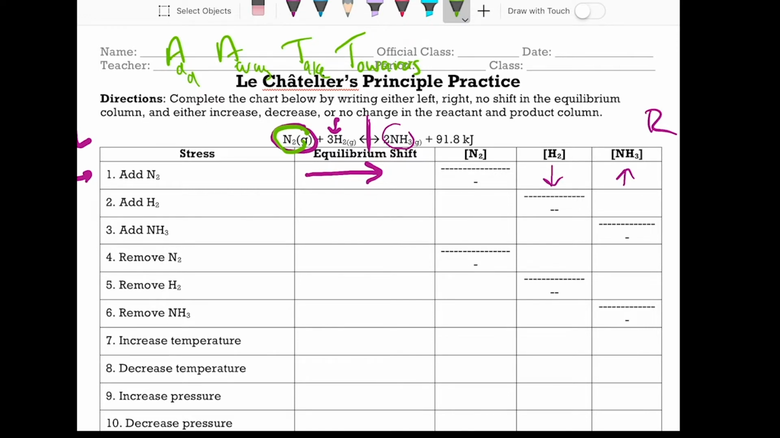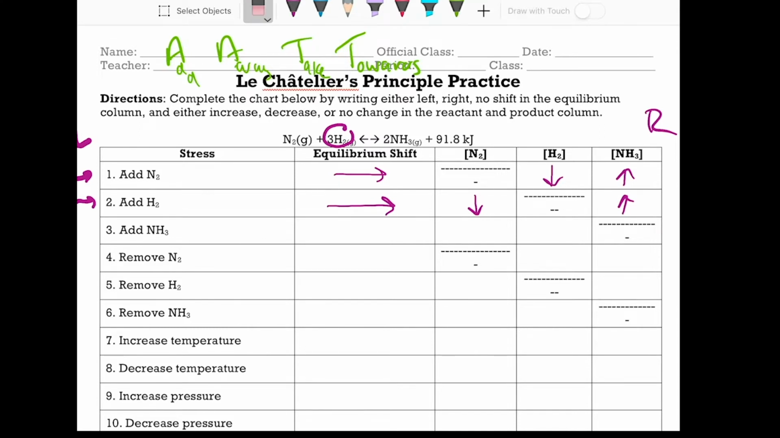Okay. If we are going to add H2, so number 2, the left side is still stronger, and you're still going towards the right. Now if you're going towards the right, that means the forward reaction is happening. So your N2, your reactants go down, and your products go up because you're moving towards making them.